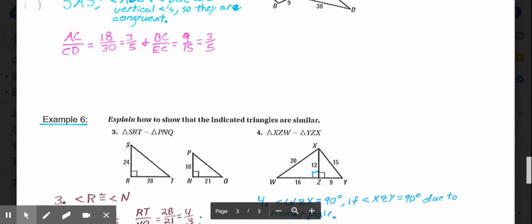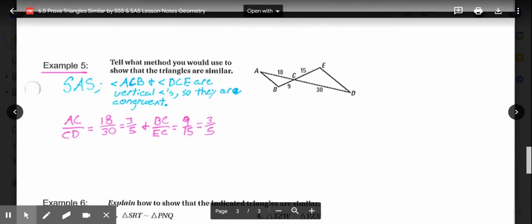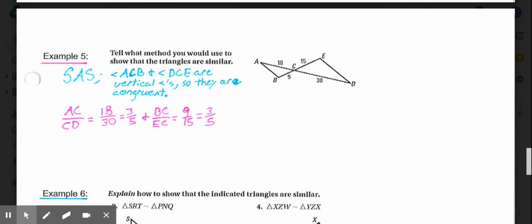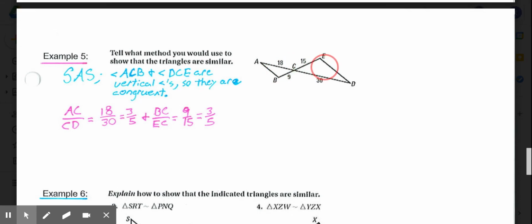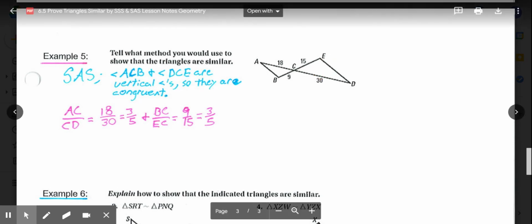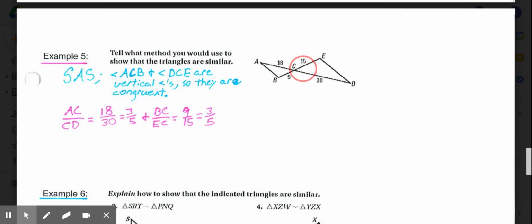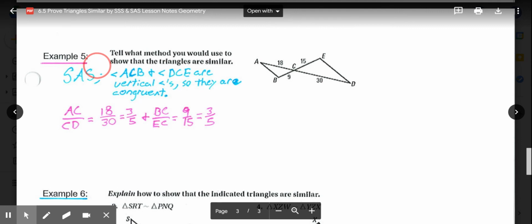Then in examples 5 and 6 here, they just want us to say which method in 5 we would use to show that the triangles are similar. So triangle ACB and triangle CED, or DCE. Right away, I know angle ACB and angle DCE are congruent because they're vertical angles. So I have congruent angles right there. Then I have 2 sides that include the angle. So I'm going to check to see if I can use side angle side.